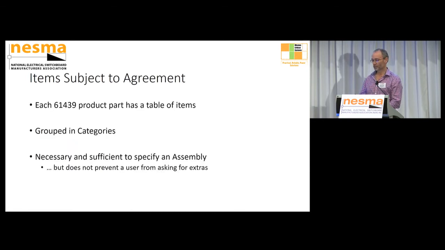So we've got one in each table. They're grouped in categories, and I'm going to talk about the groupings and give you a little bit of insight into what's in them, but just go read the table, it's pretty simple. And they're all you need to specify an assembly. Doesn't mean you can't ask for other things. Part 0 talks quite a bit about, the user might have special requirements, they can say so. There's nothing wrong with that. You can go and ask for extra stuff if you've got a legitimate use for it, but you don't actually need to. You can use this table to just do everything you need to do.